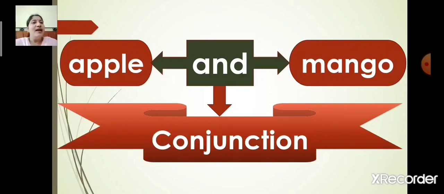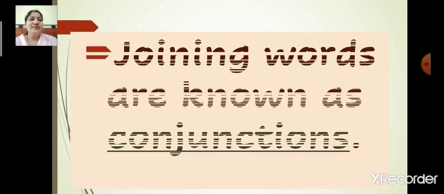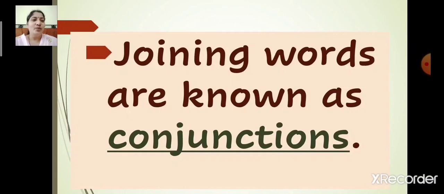So the word and is like a glue that holds two words or sentences. Okay? A conjunction is a glue that joins words or sentences. Joining words are known as conjunctions. I repeat, joining words are known as conjunctions.